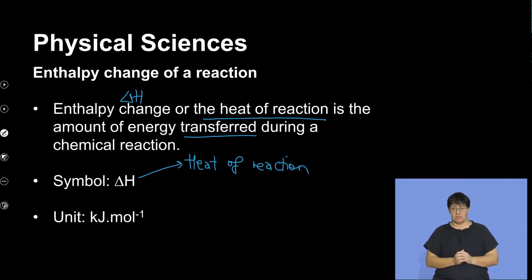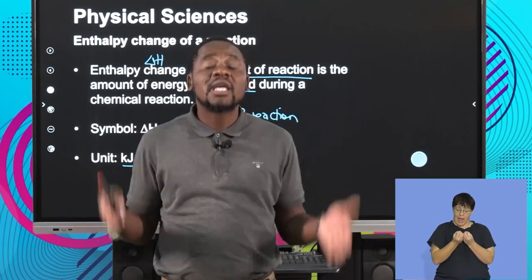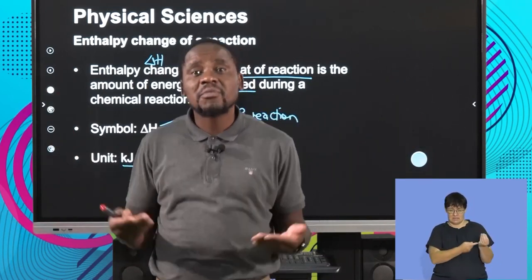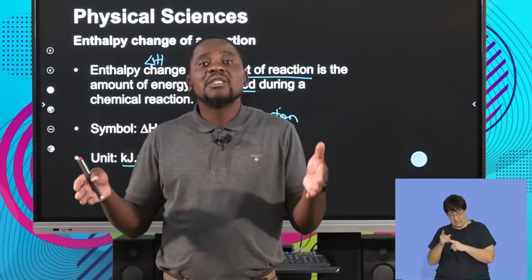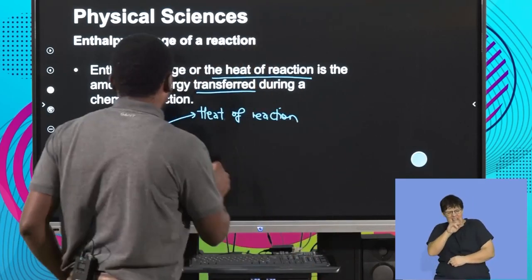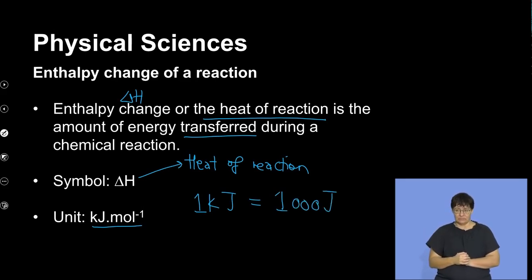The SI unit again of enthalpy change is kilojoule per mole. And when we talk about a mole of a substance, remember we are talking about the amount of matter, the SI unit of quantity of matter. Why? Because a mole of any substance actually contains the same number of particles. Now we know that energy is measured in joules, but what do we mean when we talk about a kilojoule? 1 kilojoule of energy is equal to 1,000 joules.